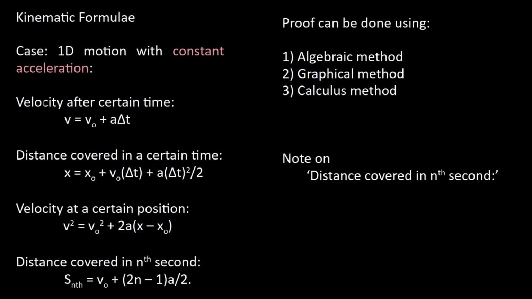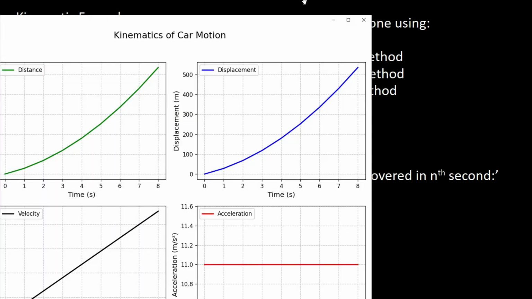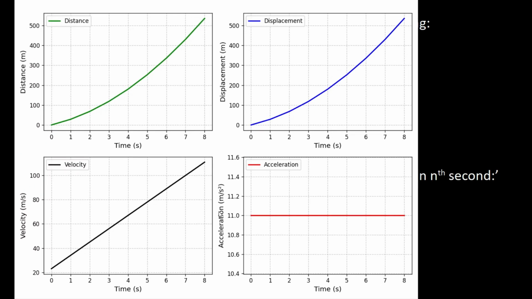Now, velocity after a certain time, given you have a constant accelerated motion. So basically it would be something like this. So this is of constant acceleration. If you happen to look at this scenario and your graphs look something like this, acceleration is constant, velocity is increasing linearly, and distance and displacement, well, they won't be linear.